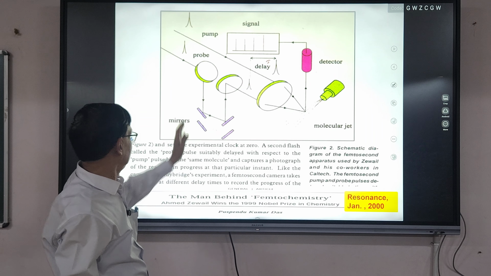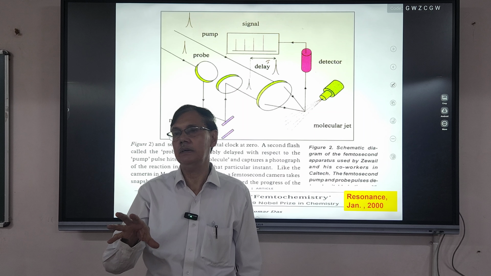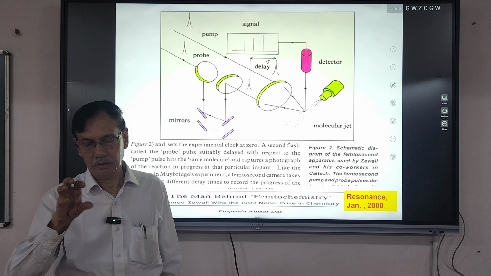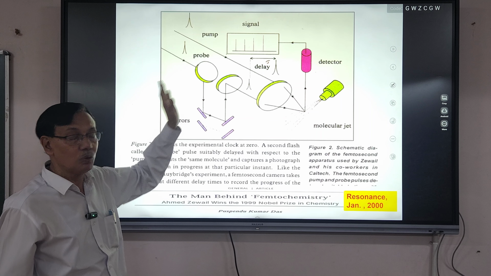Same, capture photographs in the reaction in that particular instant, and then there must be some signal and other things by that method. Schematic diagram of the femtosecond apparatus used by Zewail and his course in Caltech. As I told you, I must confess that there are different types of pump, probe, spectroscopy, but today's lecture I am using only the fundamental concept developed by Zewail, and it is 25 years old.